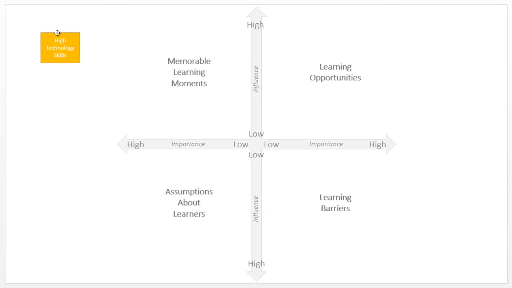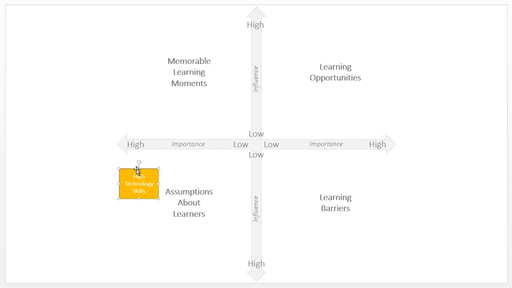So let's say that we're developing a course, and let's begin with assumptions that we may have about the learners. This is a common one. Let's say that our learners have high technology skills. And let's say that we're developing a course where technology is an important skill for them to have. So the importance of this is probably relatively high. However, we have a relatively low influence over the technology skills that students bring into our classes often.